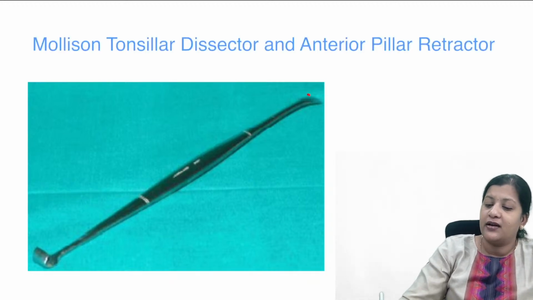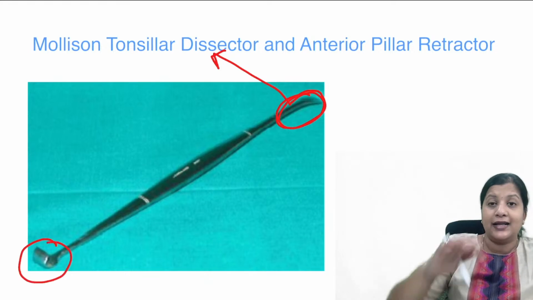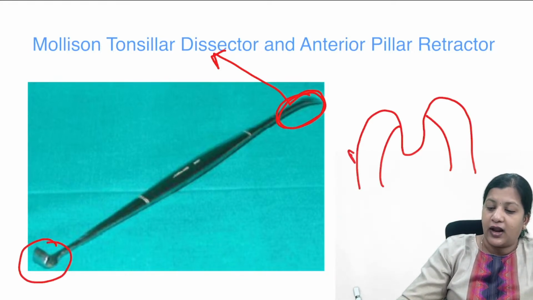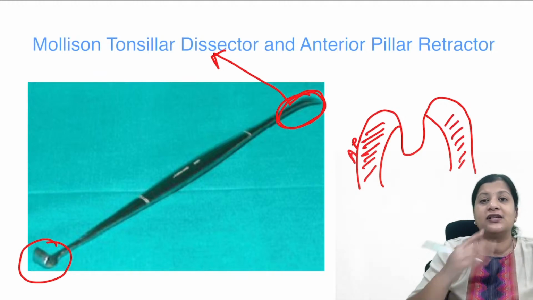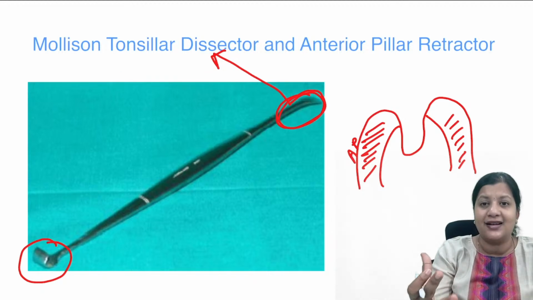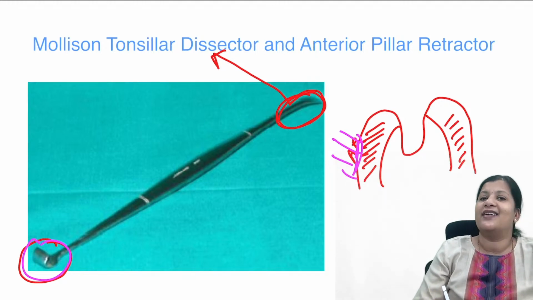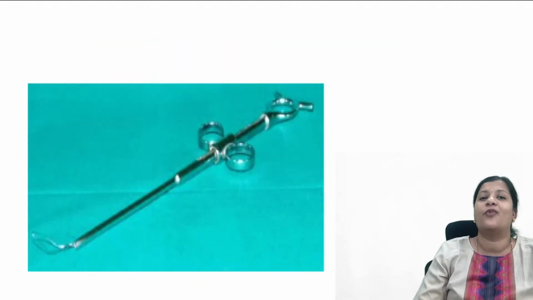Now this instrument is used to dissect the tonsil and to visualize the tonsillar fossa. So this part is used to dissect the tonsil. This is called Mollison's tonsillar dissector. And this end is used to retract the anterior pillar. So if you see here, this is your anterior pillar. If I want to see the fossa of the tonsil or bed of the tonsil, if there's any bleeding point, a bleeding vessel, then I need to retract this to get it away. So to retract that, I'll use this anterior pillar retractor. So tonsillar dissector and anterior pillar retractor are remembered with the word Mollison's.